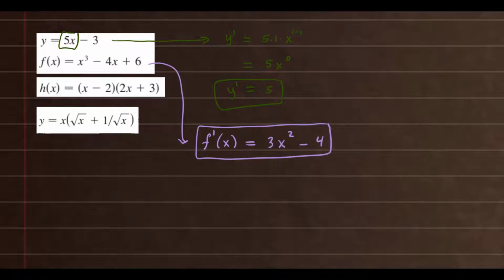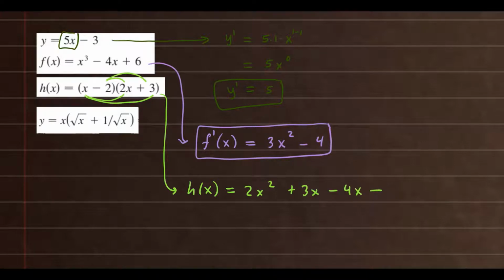For the next problem, h of x, we're looking for h prime. That's the first derivative of h. Here I can't really go directly because of the product right here. So I would have to pause and find h in a different notation first, and then we can differentiate. So we're going to have to expand the terms first. So you distribute x times 2x and x times 3. That's 2x squared. And then x times 3, that's 3x. Then move on to the next term and distribute negative 4 times x minus 6.